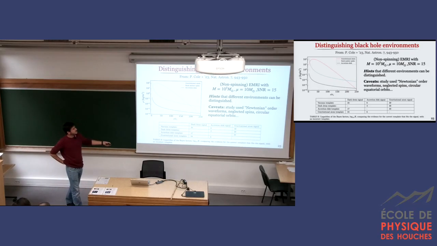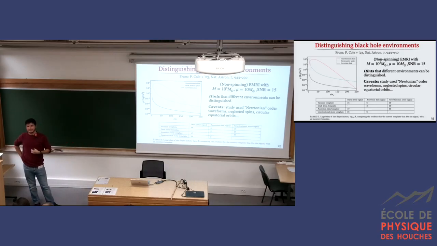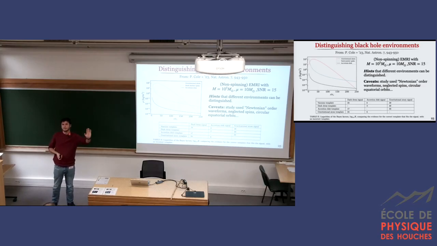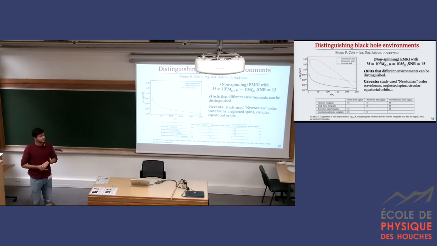And in general, the conclusion is that if you do it with different environments, you can, in principle, distinguish these different environments. This mostly comes from the fact that the different environments give you different density profiles. Because you see the spiral as it goes along, the effect of the environment will change over time, because the density is different for the different environments. That said, there are a lot of caveats in this study.